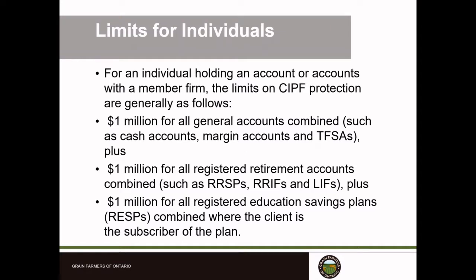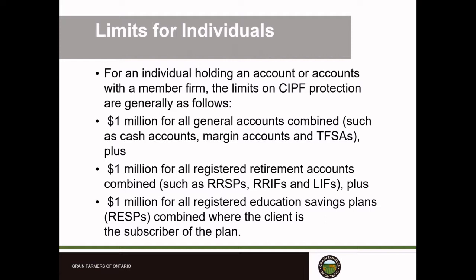Now, the limits for individuals have changed over the years. As I said, it used to be $100,000 per person. But today, for an individual holding accounts with a member firm, the limits on the fund are generally $1 million for all general accounts. And that includes things like cash accounts, margin accounts, and TFSAs, okay? So that group of accounts is secured up to $1 million. So if you had 1.5 million in a combination of all these accounts, you're guaranteed to get $1 million of it back, according to the government.